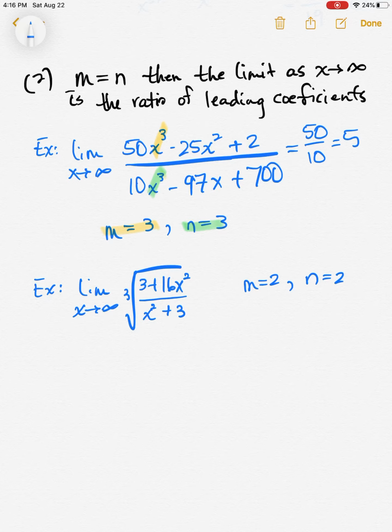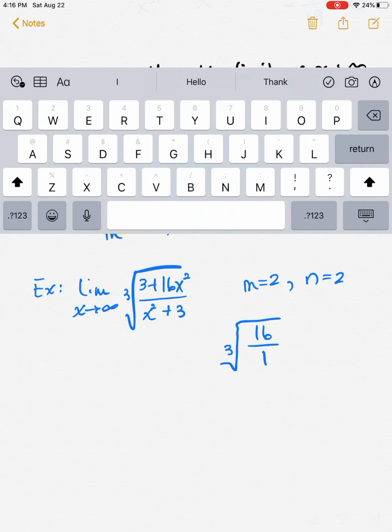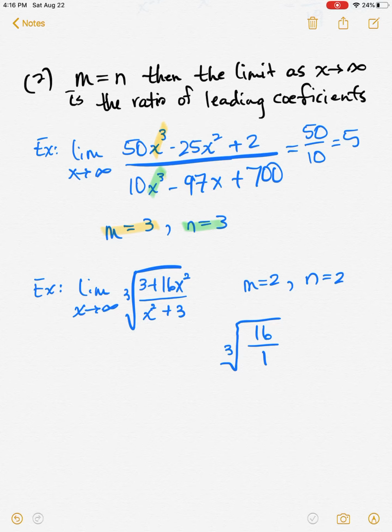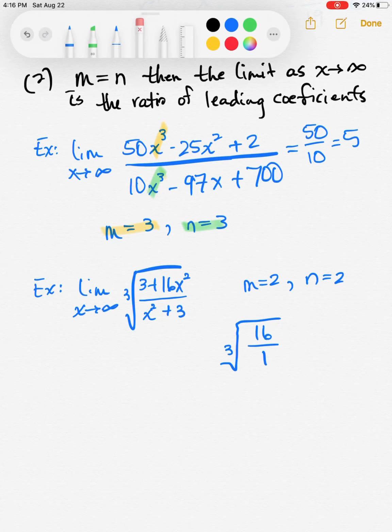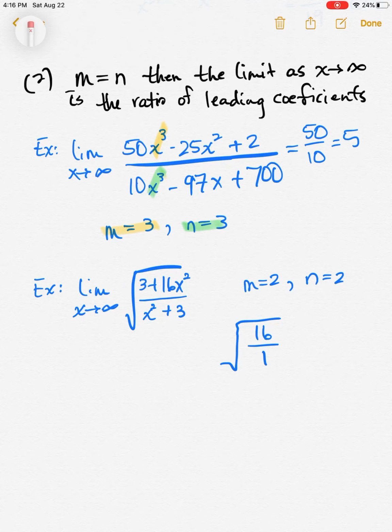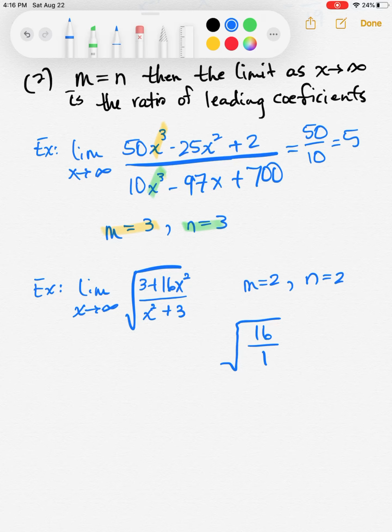Take the coefficient of the insides. We have 16 over 1, right? And now toss that root over that. And my Lord, I did not mean to say cube root. I meant to say fourth root. I was about to make a mess. Let me go ahead and get rid of that.